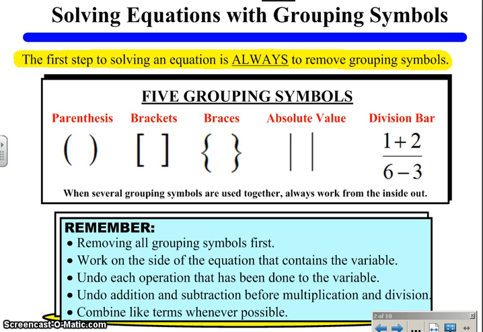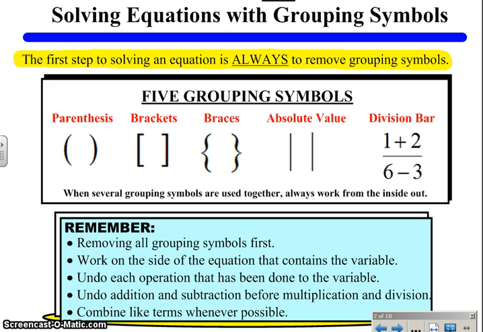Today's lesson is solving equations with grouping symbols. The first step to solving an equation is always to remove the grouping symbols. Now what's important here is you need to acknowledge that there is more than one type of grouping symbol. We can include parentheses, which by this point you are more than familiar with, the square brackets, and the curlier version called braces. Those are all very similar and acknowledged as parentheses.